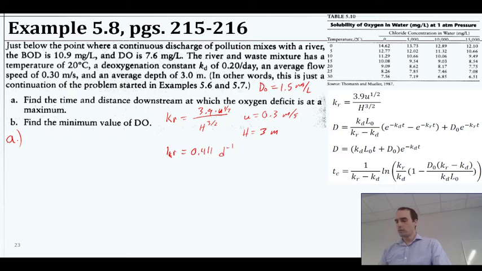All right, so just real quick, you can see I solved for KR for the problem. We're taking D initial as the thing we solved for last time. The initial deficit is 1.5 milligrams per liter. KR, we have this formula. This is the speed. U is the speed of the river. H is the height, the average depth. So we can put that in. This is a weird one.